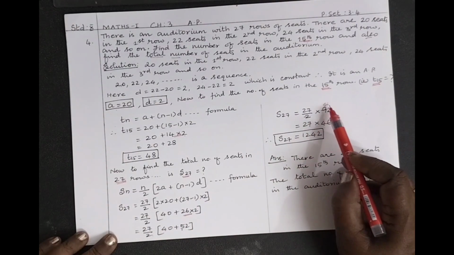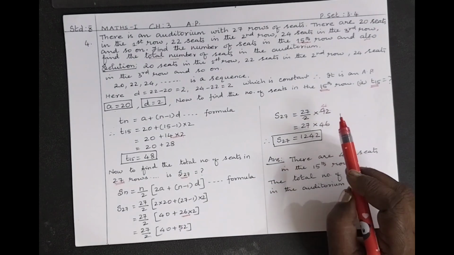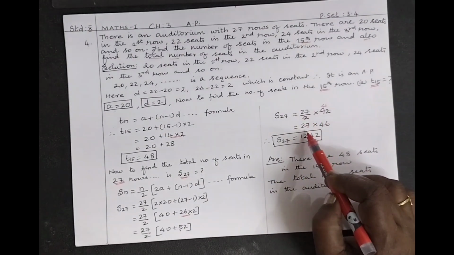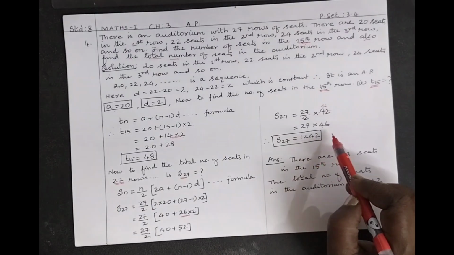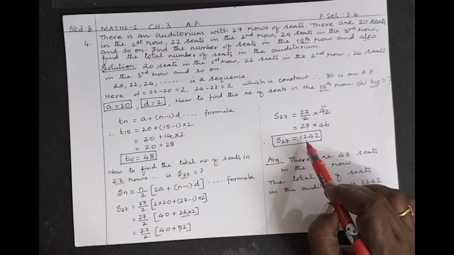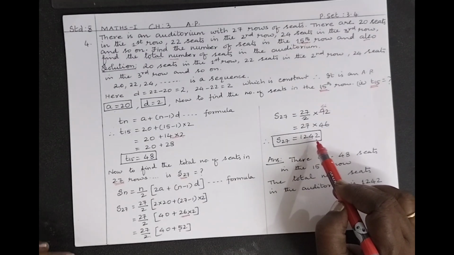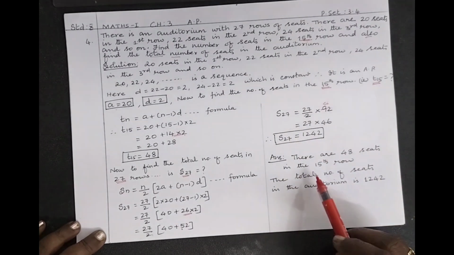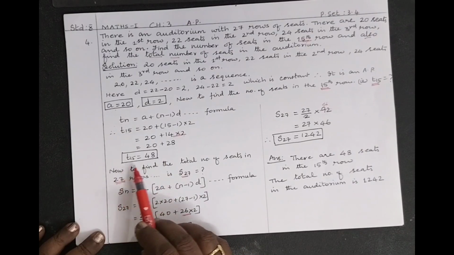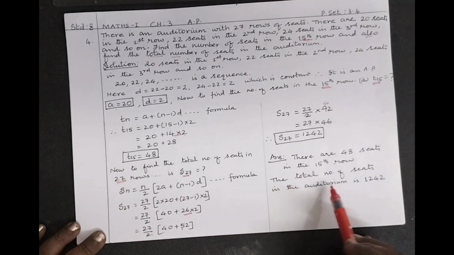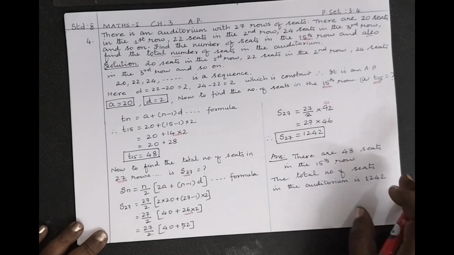So cancel this. So we get 46. So 27 multiplied by 46 is equal to 1242. So there are 48 seats in the 15th row and the total number of seats in the auditorium is 1242.